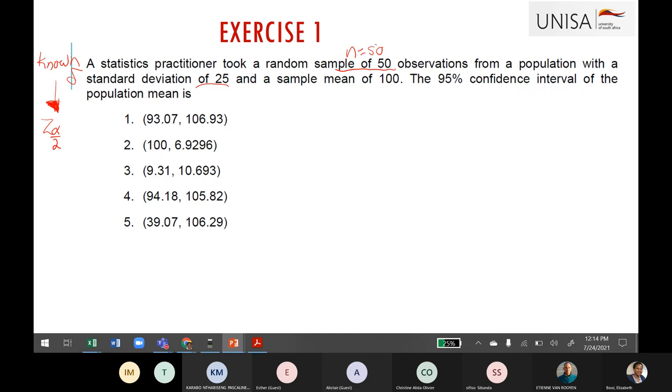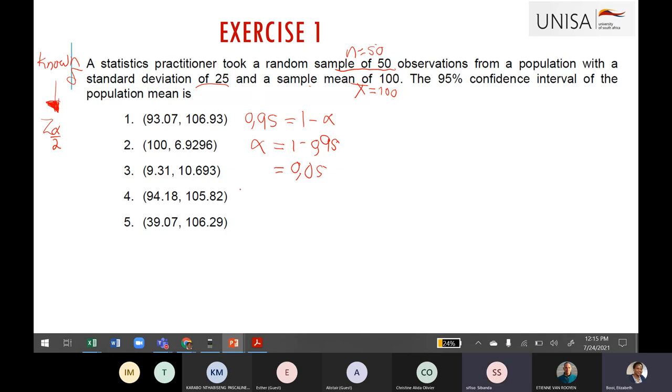What else are we given? X bar 100. We're given X bar, which is the mean of 100. And what else are we given? A 95% confidence interval. So we're given a 0.95 confidence level, which is 1 minus alpha. And what will be our alpha? If we move alpha to this side, it becomes positive. And if we move 0.95 to the other side, it's 1 minus 0.95. And therefore, our alpha will be 0.05.